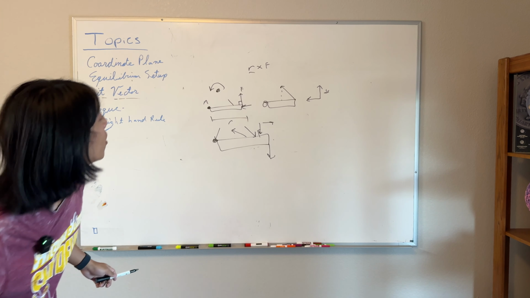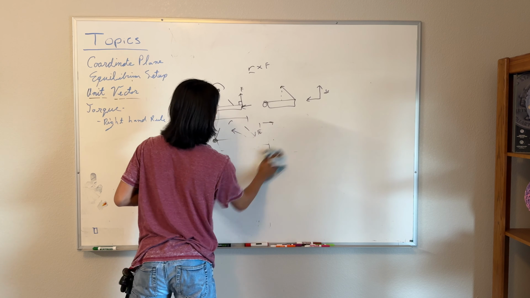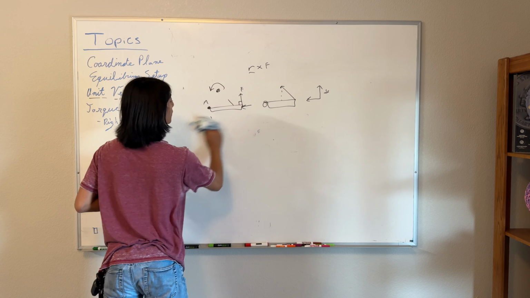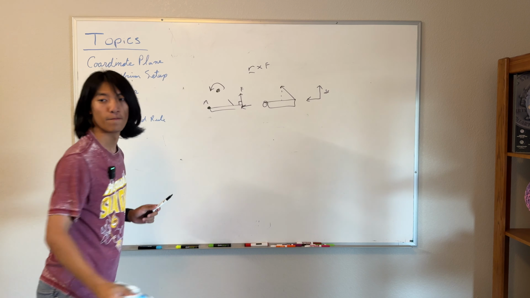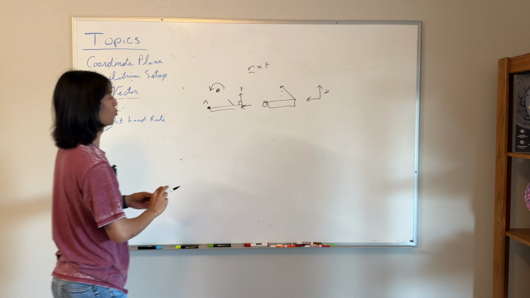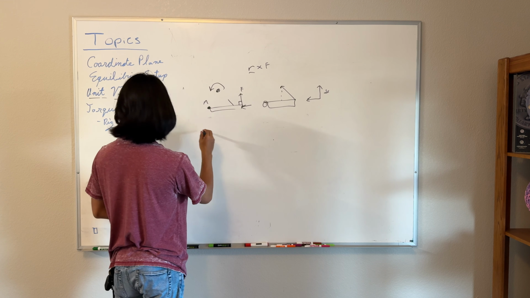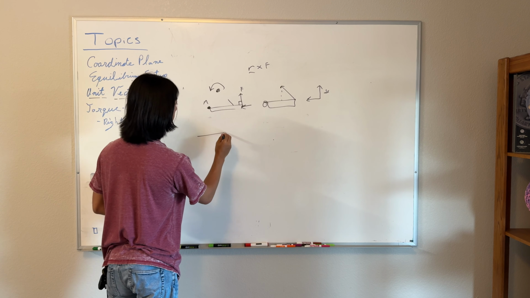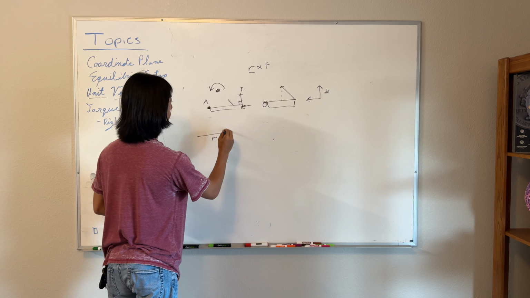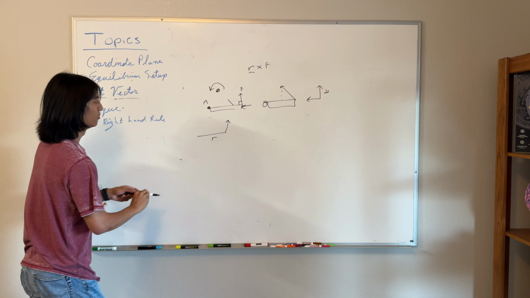Now, this goes along with the right-hand rule. What is the right-hand rule saying? It's saying, what value is our torque or moment going to be? Is it going to be positive or negative? The way I think about this is you're going to have your radius right here, and then you're also going to have your force. And this is your force.